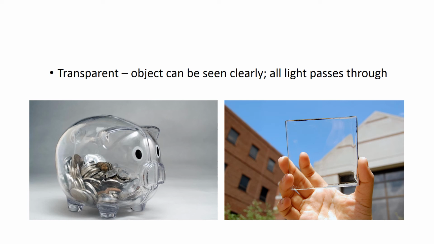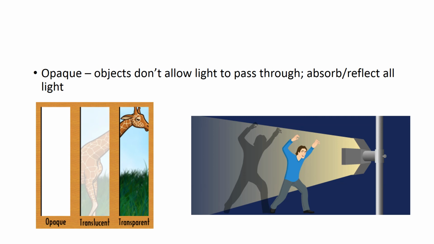Another way that we can describe objects is if they're transparent or not. So this means that it can be seen clearly all the way through because all the light is passing through it. It's not being absorbed, it's not being reflected back. So that's what we're seeing here, right? With the little glass, we can see straight through and we can see the building behind it. With the piggy bank, we can see straight inside and we can see all the money that's inside that piggy bank. It's very clear.